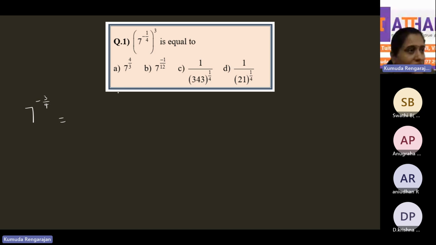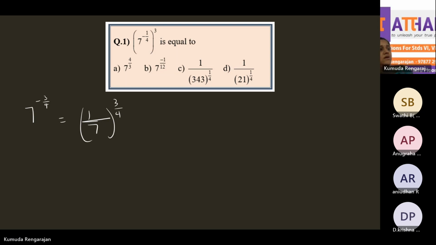Reciprocal of the base, then negative of the power. So what's the reciprocal of the base? 7/1 will become 1/7. And negative of the power, so to the power 3/4, correct? Reciprocal of the base 7 will become 1 by 7. Negative of the power 3 by 4. So now this is nothing but 1 by 7 to the power 3 by 4.